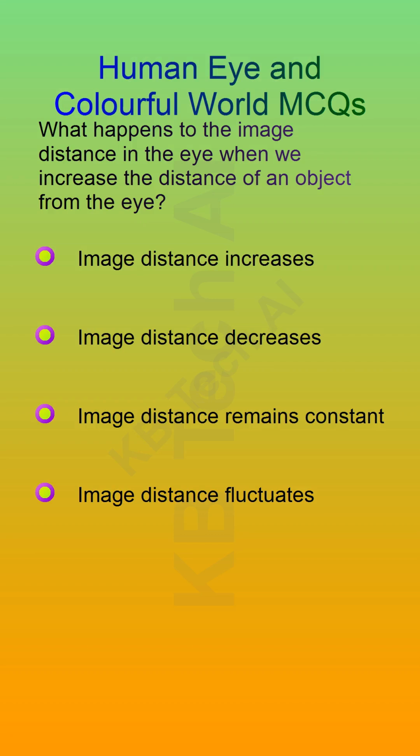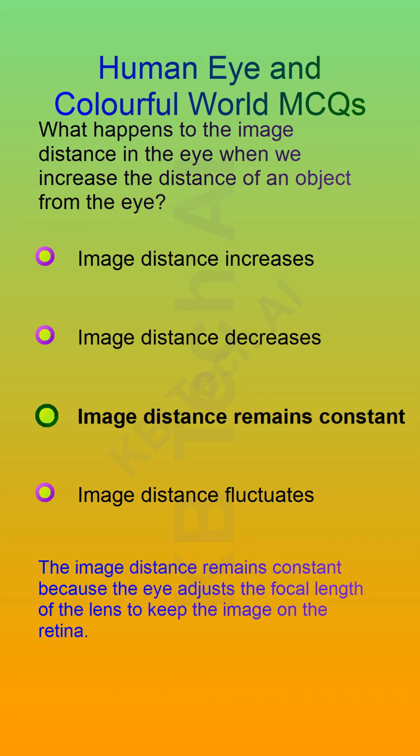What happens to the image distance in the eye when we increase the distance of an object from the eye? Option 1, image distance increases. Option 2, image distance decreases. Option 3, image distance remains constant. Option 4, image distance fluctuates. The answer is Option 3, image distance remains constant.